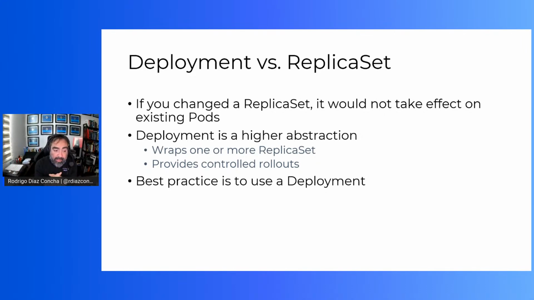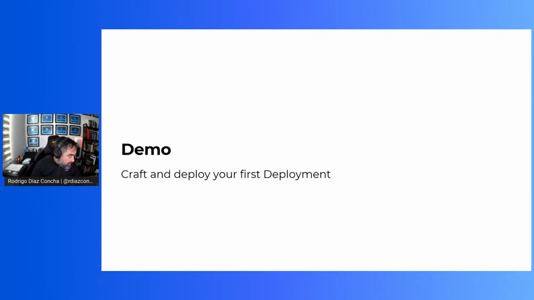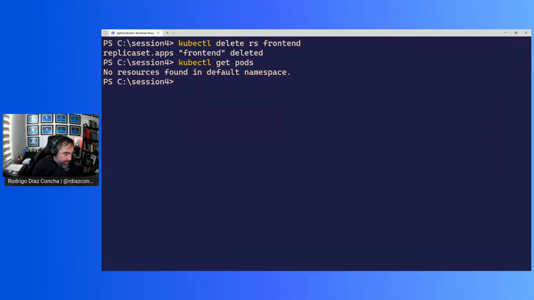And this is why it's telling me that it's a higher abstraction. It wraps one or more ReplicaSets, and it provides control over rollouts. And of course, you can roll back those rollouts as well. So yeah, the best practice is to use a deployment. Let's create our deployment and let's see what happens.